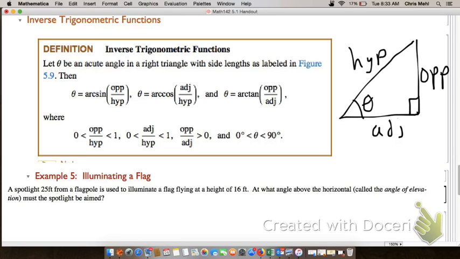Okay, so make sure you look at this definition. And the opposite and adjacent sides are always going to be positive and less than the hypotenuse. So at the bottom of that box, opposite over hypotenuse will always be between 0 and 1. Adjacent over hypotenuse will be between 0 and 1. And then opposite over adjacent will always be greater than 0. And if it's an acute triangle, that just means the angle theta will be between 0 and 90 degrees. Okay, so we take a look at this example now.